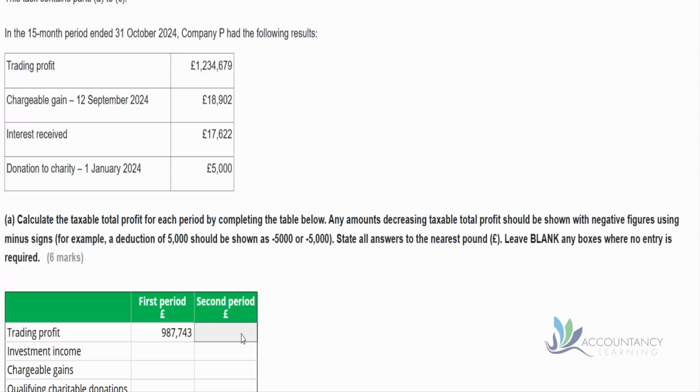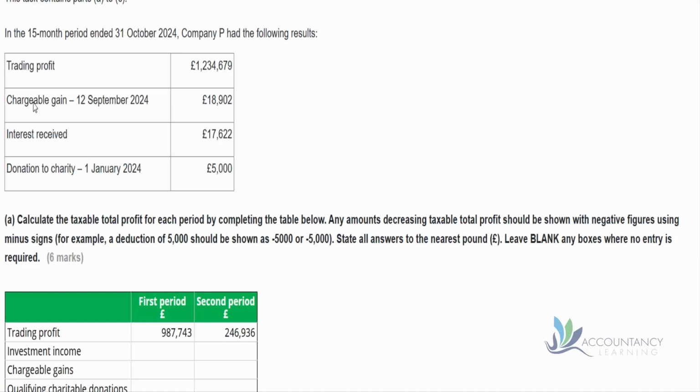And if we take again the 1.234 million, divide by 15 and multiply by the remaining 3 months, that gives us a profit for the 3 months of 246,936. Again, rounding up a little bit there because we're rounding to the nearest pound.